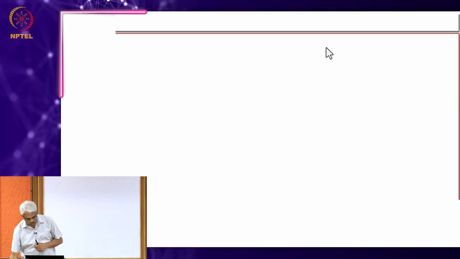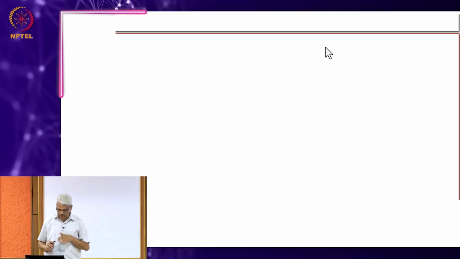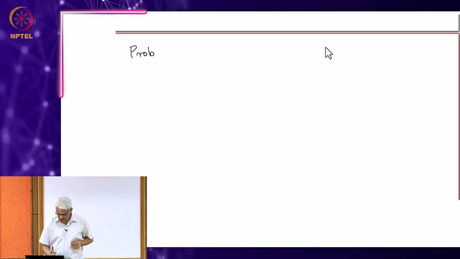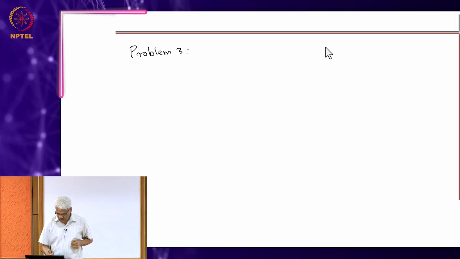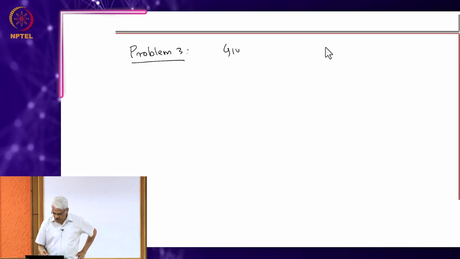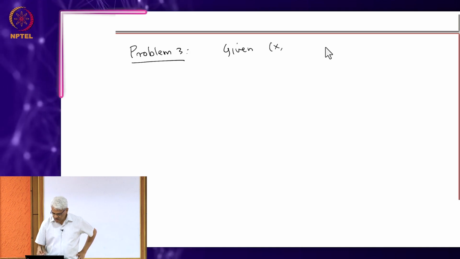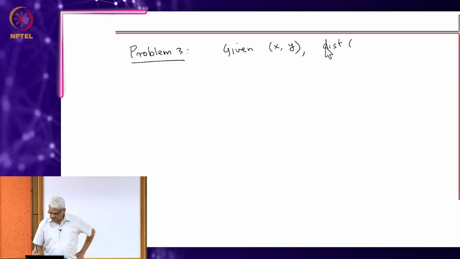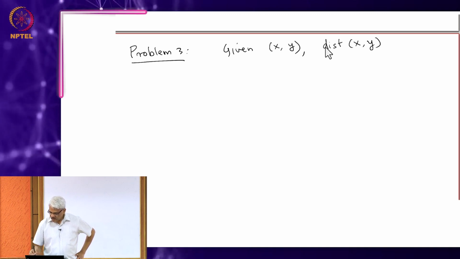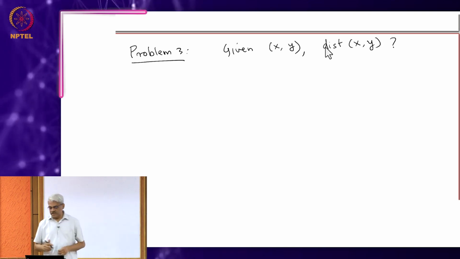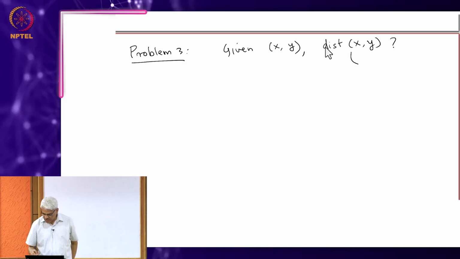Okay, so the third problem I am going to talk about. Given x, y, give me the distance between x and y, right. It is an undirected, unweighted graph. So, distance between x and y is the length of the shortest path between x and y.